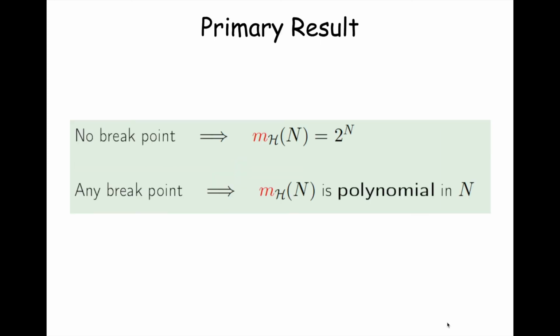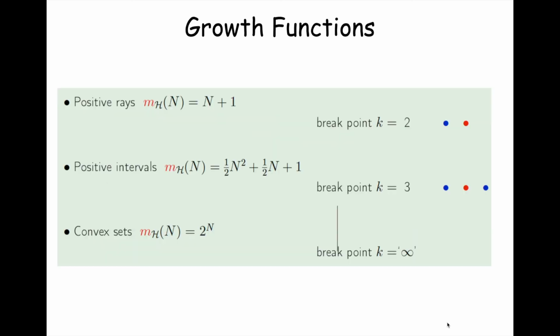So if there's no breakpoint, or if there's a so-called infinite breakpoint, it means the growth function is exponential, 2 to the n. If there is any breakpoint, that means the growth function is polynomial in the input sample size. And if we go back, you could say the positive rays are linear, which is polynomial, if you want to call it that. Positive interval is quadratic, which is a type of polynomial. And the convex sets are exponential.